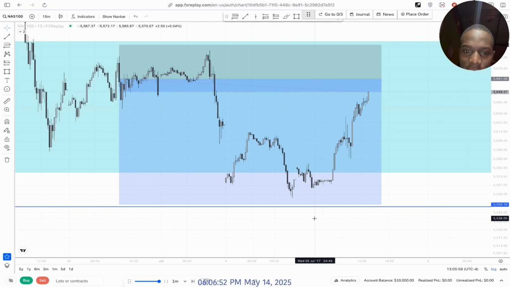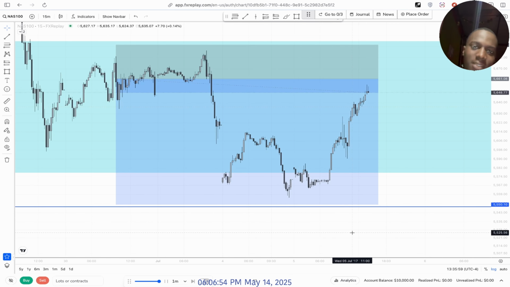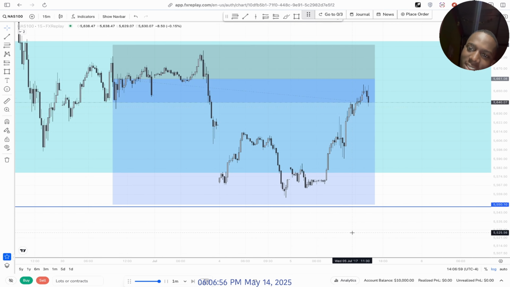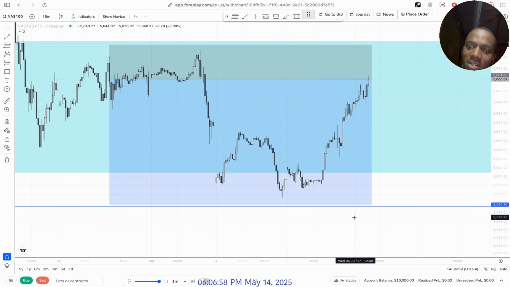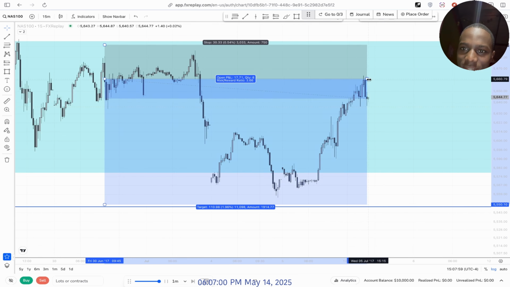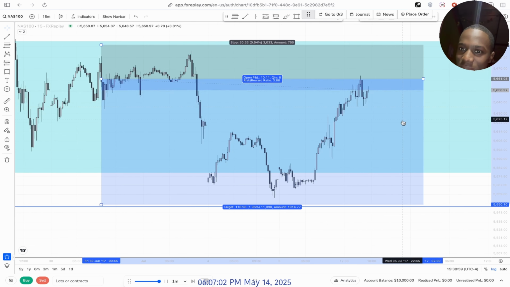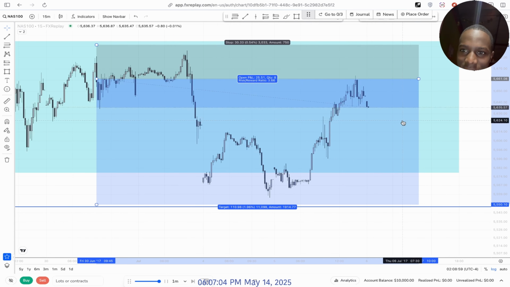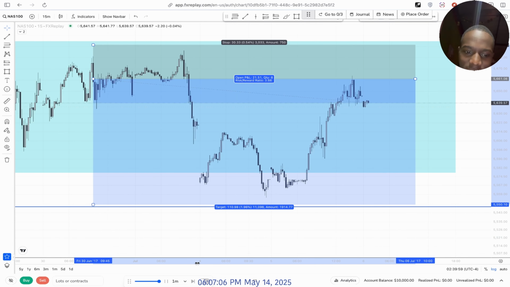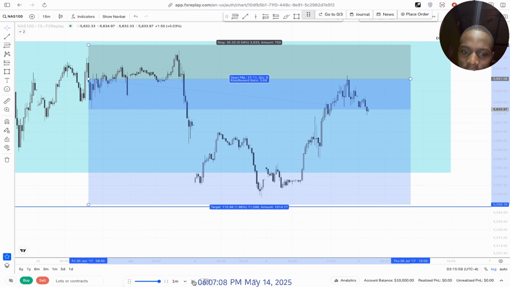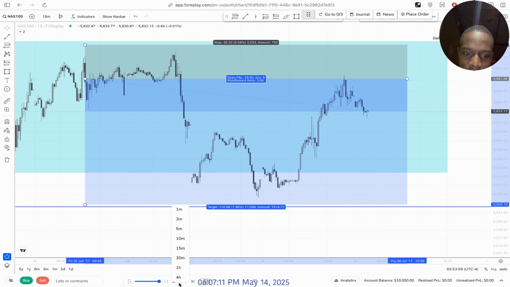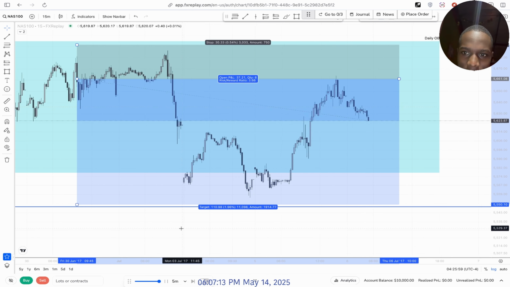It's about to form a market maker buying model. So for those of us who are hoping to sell, sorry for us, because we are not going anywhere downwards. Come on, just hurry up. Okay, now I'm going to make it to 5 minutes.